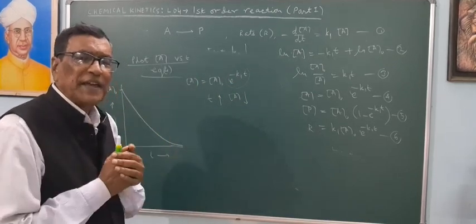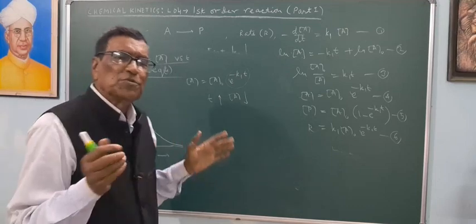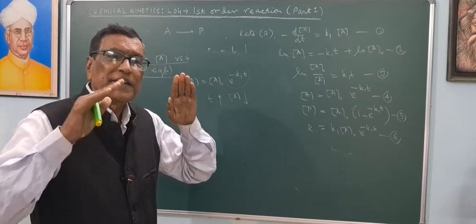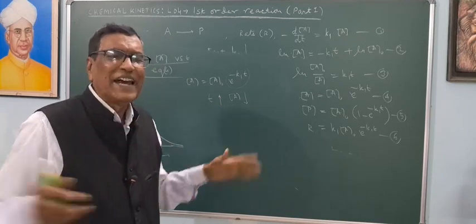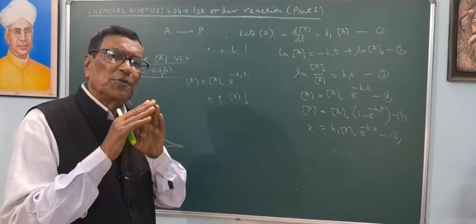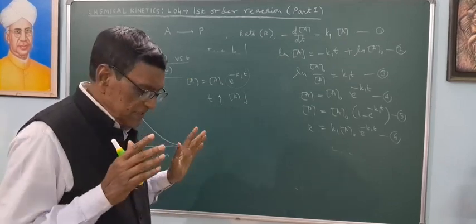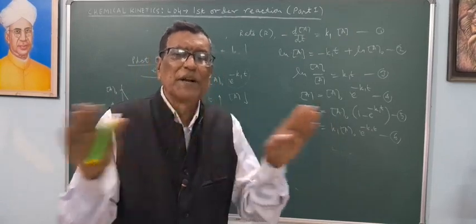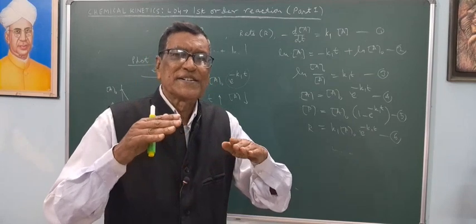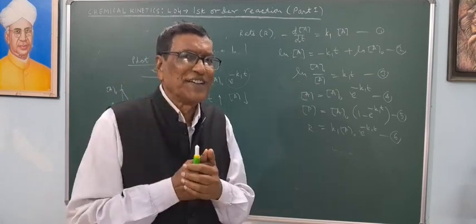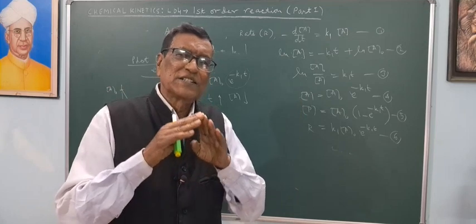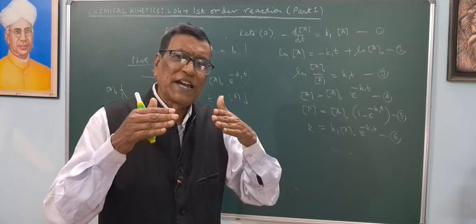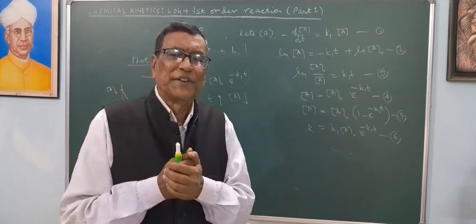So at infinite time, the concentration of A equal to 0, means the reaction will be complete in infinite time. So in a finite time, this reaction will not be complete. So this is the incompleteness of this reaction. A first order reaction will never be complete. In contrast, I can mention the zero order reaction. A zero order reaction is complete, and completion time tc equal to twice the half-life period.